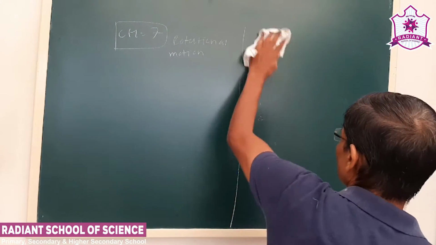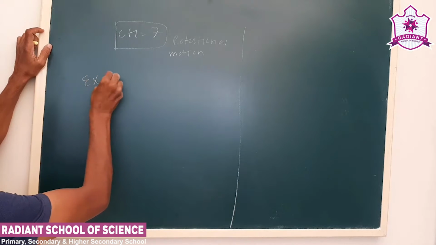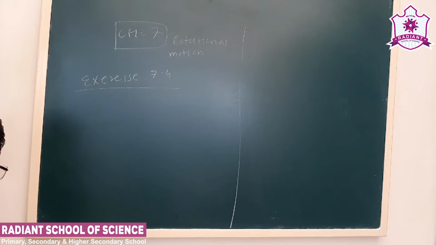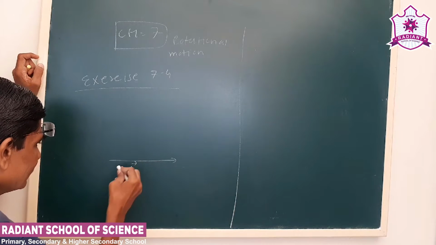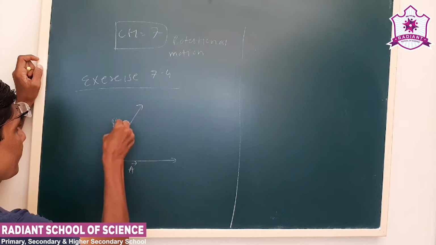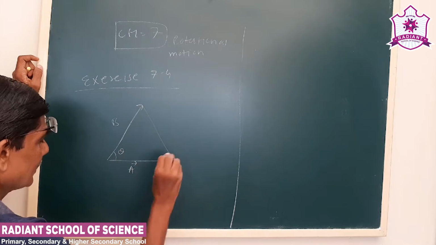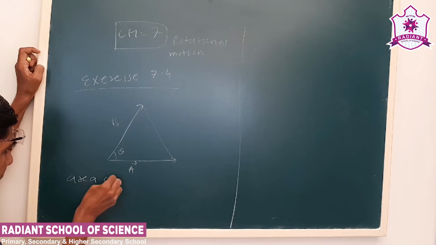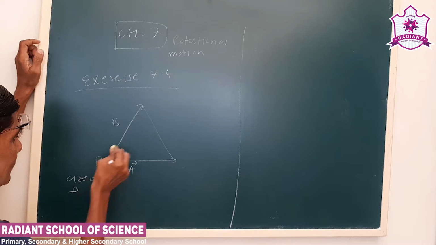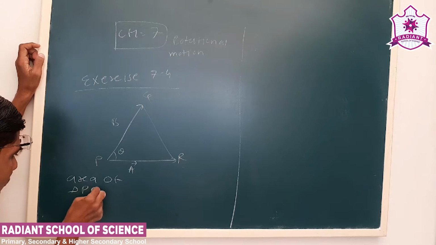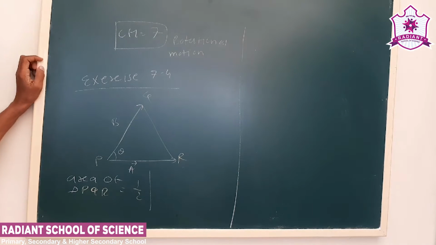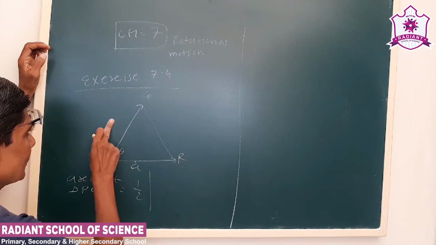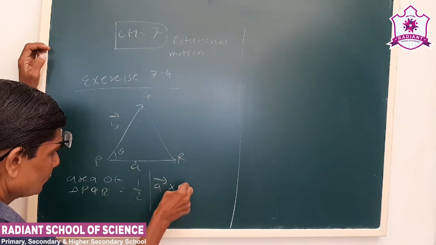Now next is exercise sum number 7.4. We have to prove that the area of the triangle formed, let us say, by vector A and vector B at angle theta, when we complete the triangle PQR, is half of the magnitude of the product of vectors A and B. Let us say A and B are the given vectors. This we have to prove.